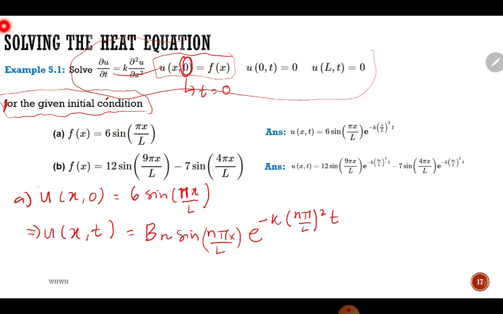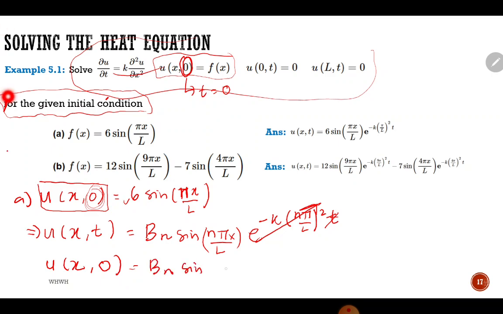Okay, sekarang ni what is given to us, u at 0 is equals to this one. Maknanya for this case, t is equals to 0. Kalau you tengok kat sini, bila t equals to 0, this term will be 0. Betul? Then we have bn sin n pi x over L. So maknanya u at 0 yang ni adalah sama dengan 6 sin pi x over L.